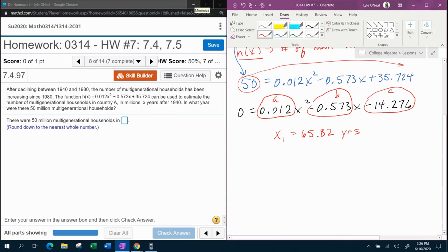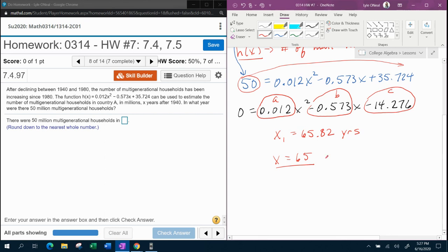Now, let's see how it wants me to round. Notice it says round down. So normally you would say, well, that's going to round up to 66 years, but they tell me to round down. So the number of years that I'm going to use is 65, because that 8 is not going to raise the 5 to a 6 if I round down.